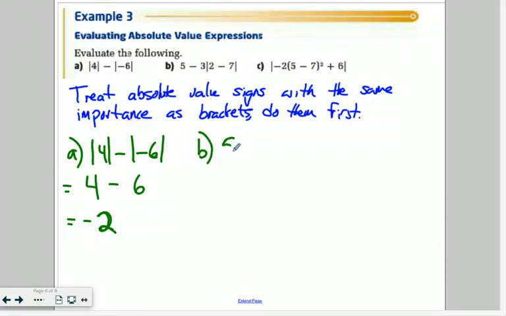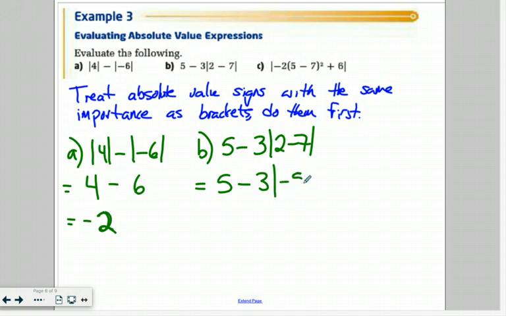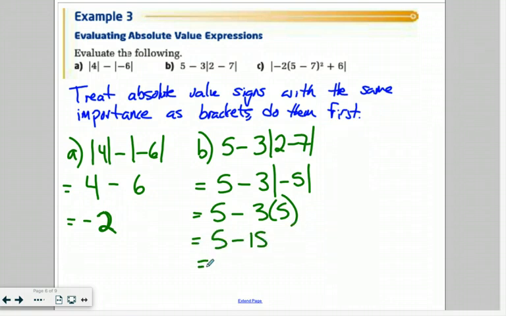So in the second example, we have 5 minus 3 times the absolute value of 2 minus 7, right? So that multiplication of the 3 is implied, just like if it was brackets instead of those absolute value signs. So once again, we're going to do what's inside the absolute value signs first. So what is 2 minus 7? Well, 2 minus 7 would be negative 5. But then we're going to evaluate the absolute value of negative 5 to be positive 5. So that then becomes 3 times 5. So what we have is now 5 minus 15, which overall gives me an answer of negative 10.